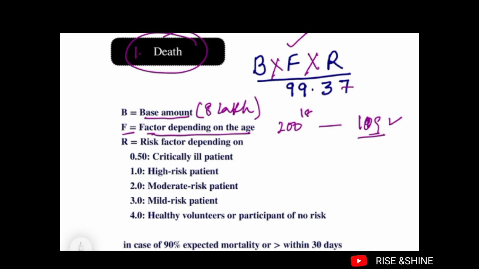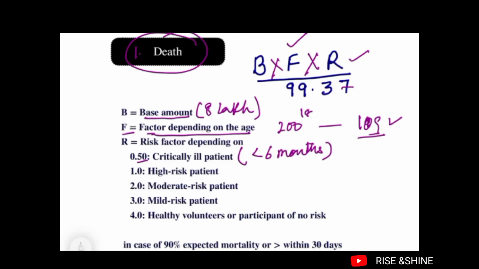Another is the risk factor. The risk factor is one of the key points that determine the calculation. And how is this risk factor calculated? Suppose a person is critically ill, basically life expectancy is less than 6 months, maybe dealing with some terminal illness, maybe cancer or something like that. So for a critically ill patient, a point will be added here.